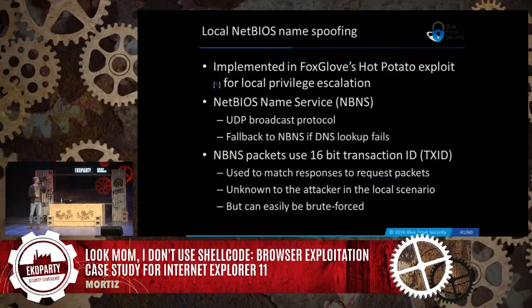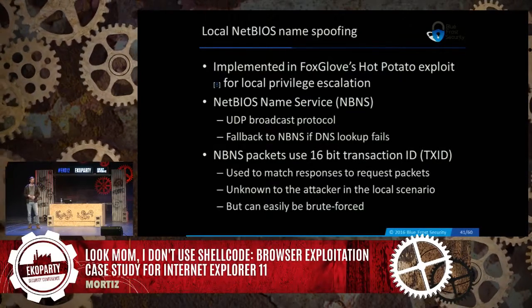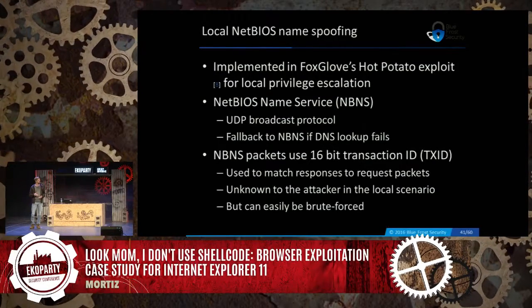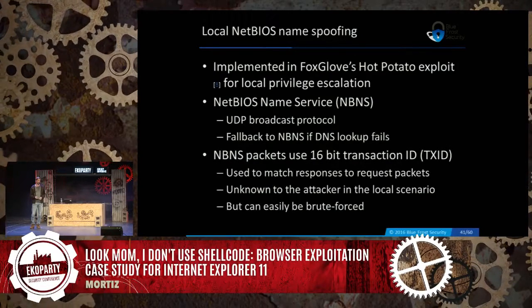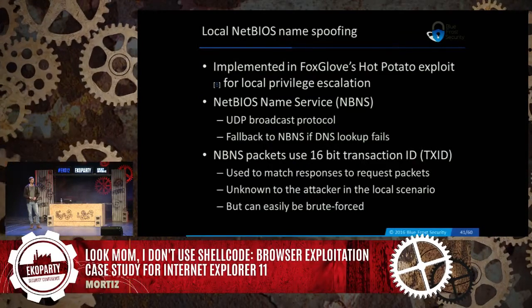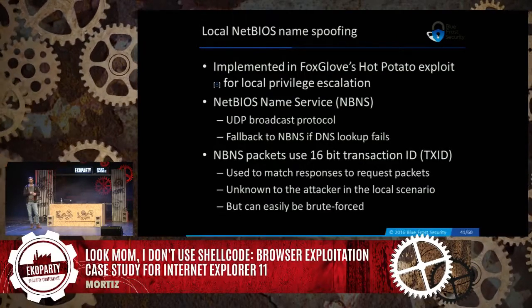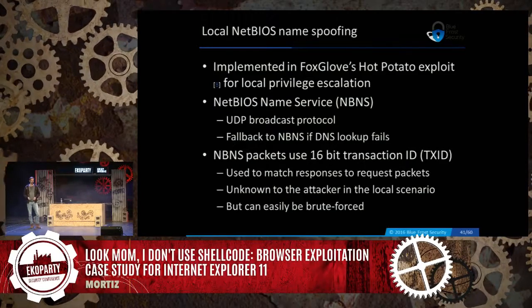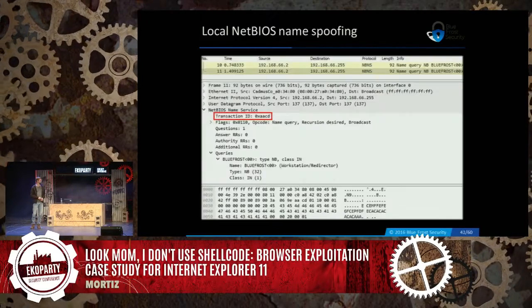However, in the local scenario, we don't see these outgoing UDP packets. So we can trigger them easily, but we don't see these packets. So we can't really find out which transaction ID to use. However, as it turns out, it's quite easy to just brute force them. You just trigger one of these requests, and then you flood the local machine with lots of NBNS response packets, and you iterate through the whole range of possible transaction IDs until you find the right one. And this gives you the ability to actually register a new domain name on Windows.